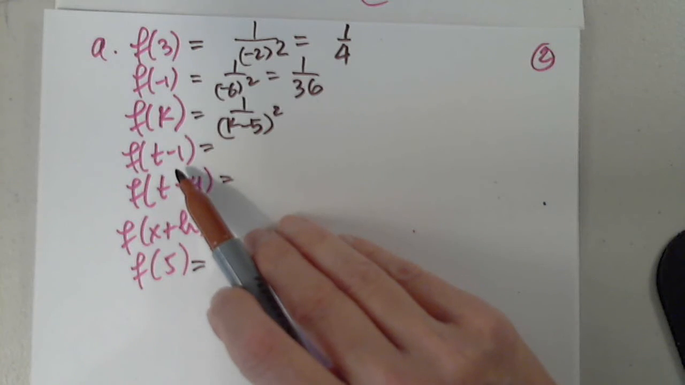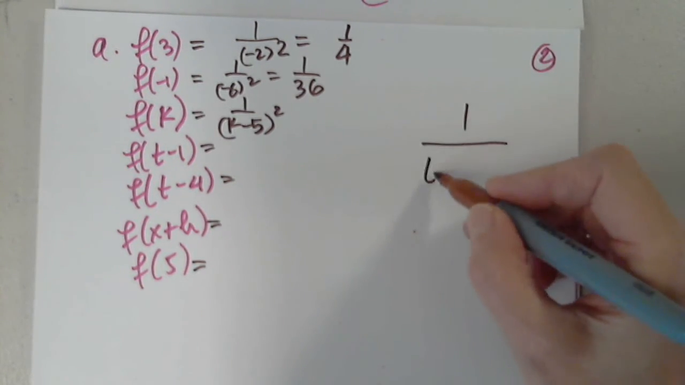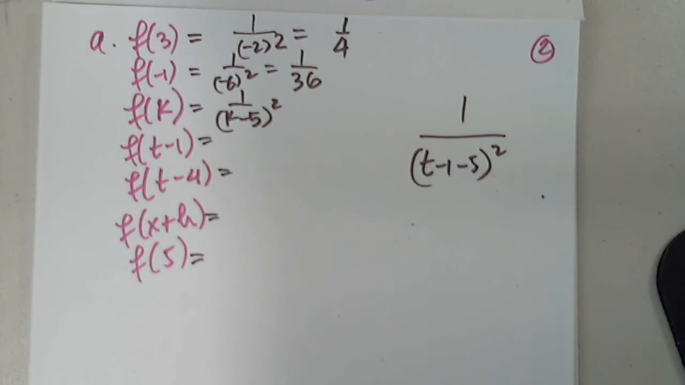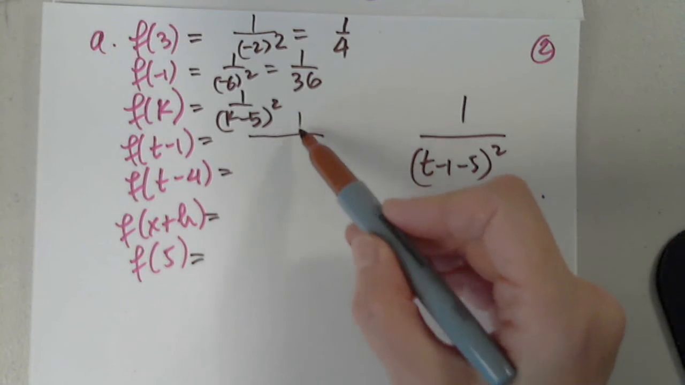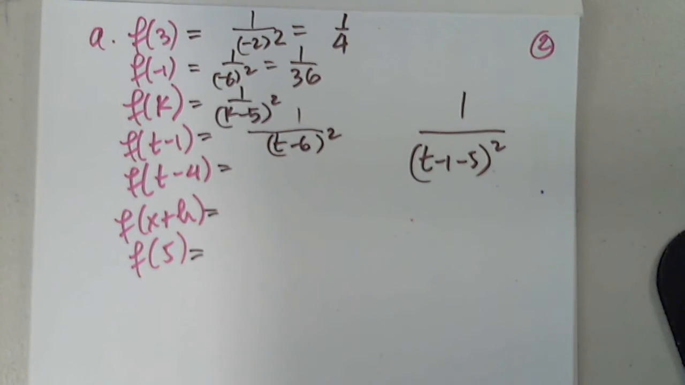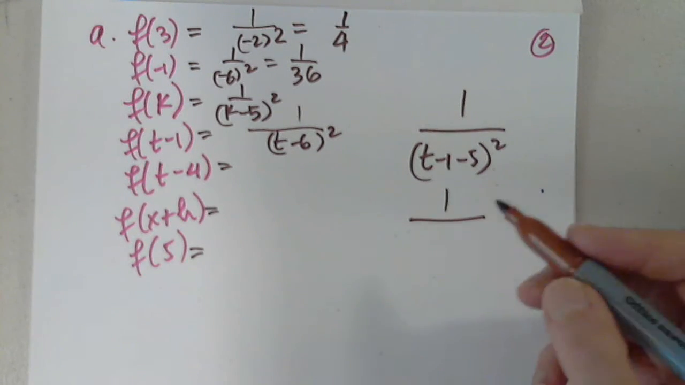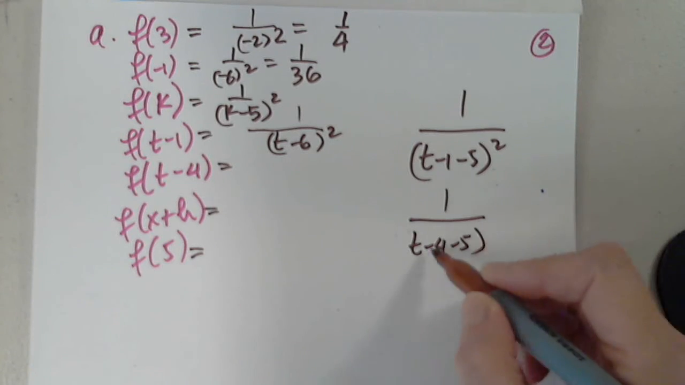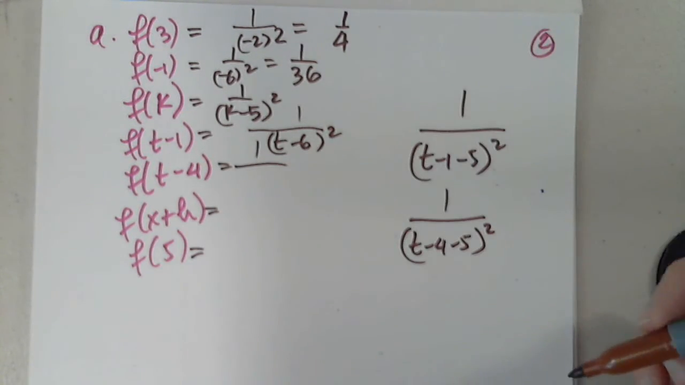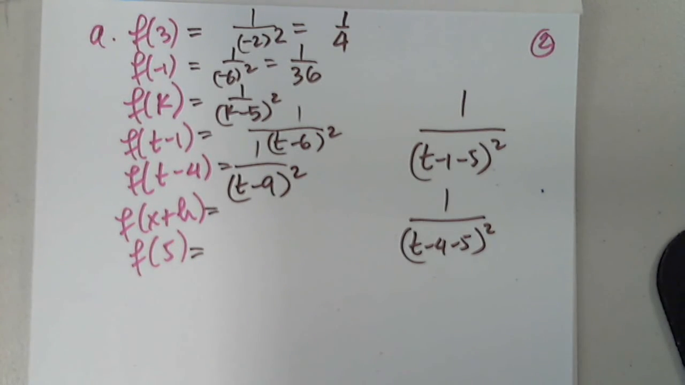Now I have to be a little careful because when I replace x by t minus 1, the function looks like this: t minus 1 minus 5, everything squared. So that's what I have to write. 1 over t minus 6, everything squared. Same thing with t minus 4: 1 over t minus 4 minus 5, everything squared. So it's 1 over t minus 9, everything squared.